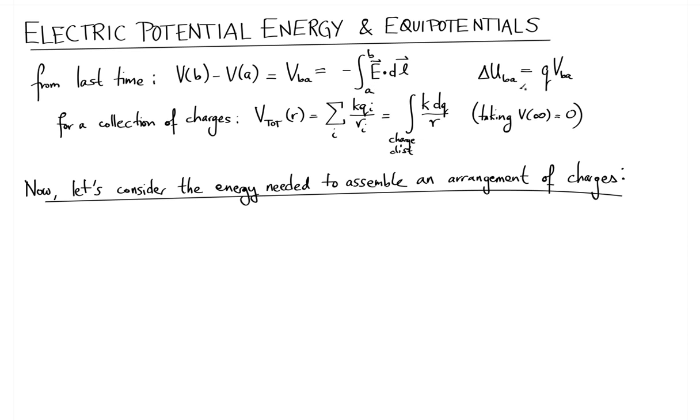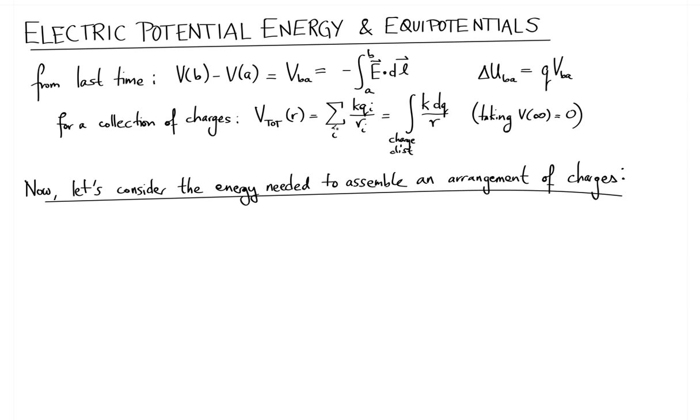So if we're moving a charge Q from point A to point B, then the change in potential energy, delta U, going from A to B, is just defined as Q times the voltage difference between B and A. It's a lot like how you get the force by multiplying the electric field times the charge. To get the change in energy, you just multiply the voltage by the charge.